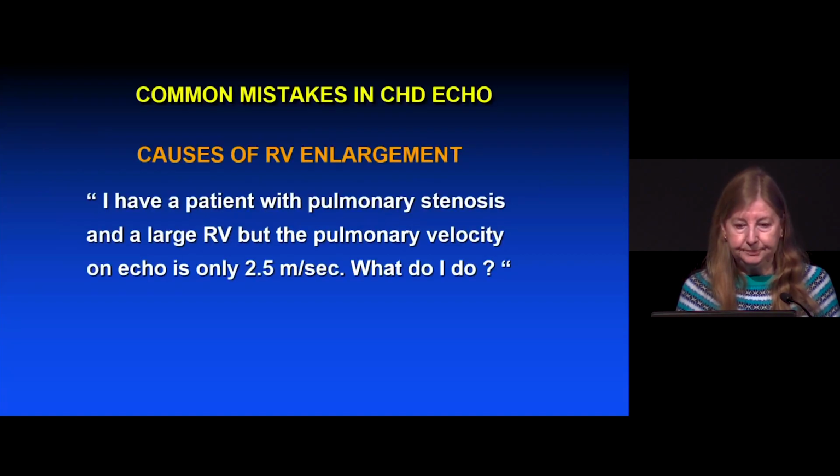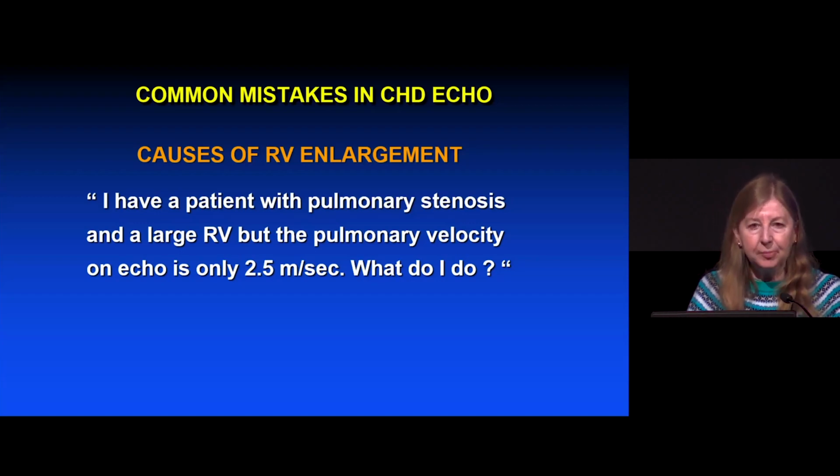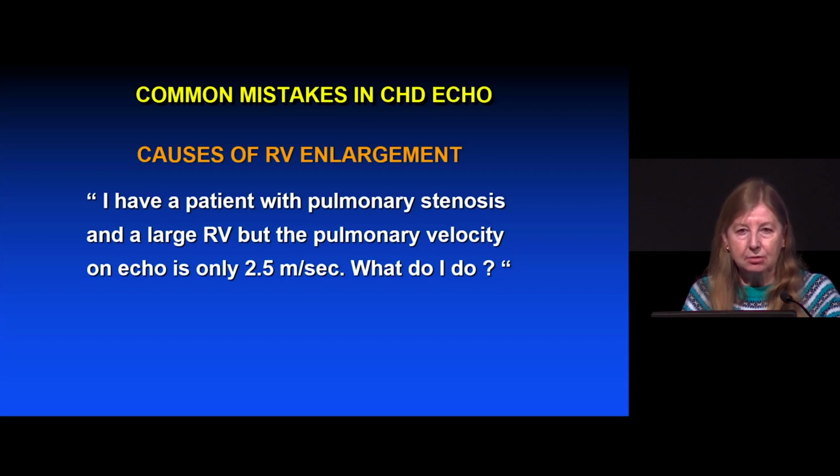Number 3. This one I get very regularly, although I hammer on about it all the time. Causes of right ventricular enlargement. And this is a common phone call. I have a patient with pulmonary stenosis and a big RV, but the pulmonary velocity on echo is only 2.5 meters a second. What do I do?